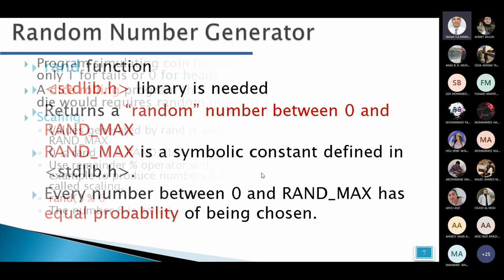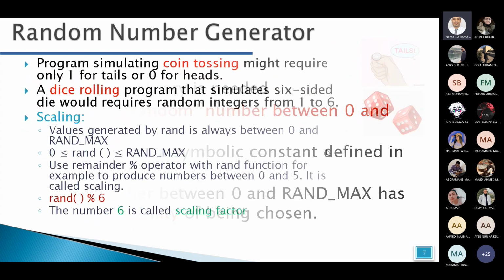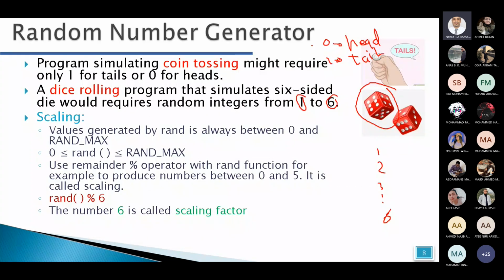But as I mentioned here, we have a random number from 0 to max. But in these two examples, as you can see here, in the coin tossing simulation we have only 0, 1. In the dice rolling simulation, we have only 1 to 6. To get a specific range for the random number, we will do something called scaling.